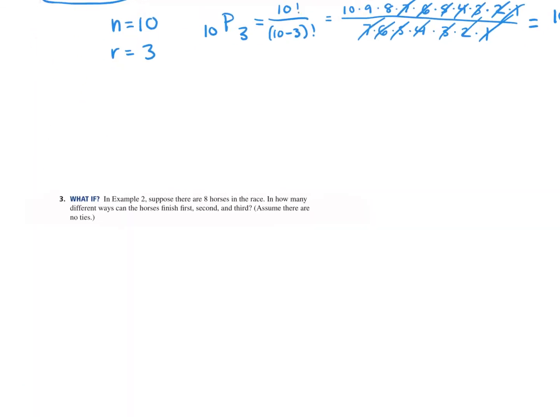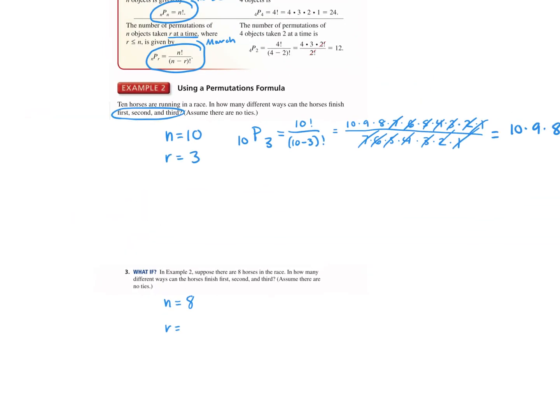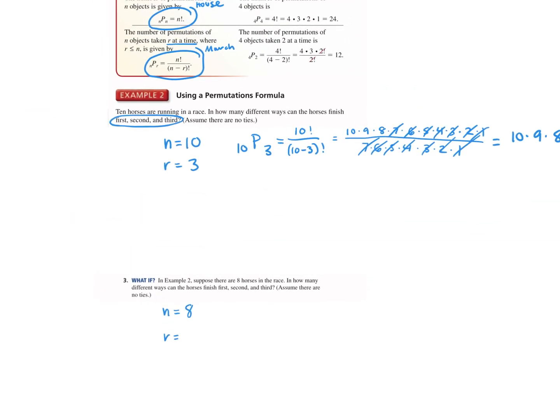All right, let's look at example 2. Suppose there are 8 horses in a race, and how many different ways can the horses finish first, second, or third? So what's our n now? How many objects are we looking at total? 8. And then our r, the places that we care about, what would our r be? 3, because we only care about first, second, or third, the 3 places here.